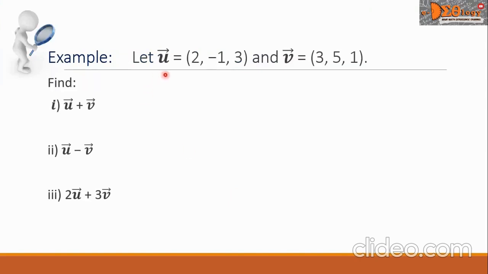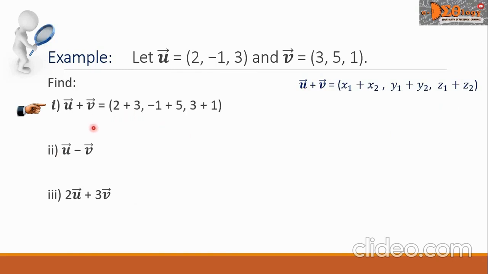Example, let vector u equals 2, negative 1, 3. And vector v equals 3, 5, 1. Let us find or evaluate these three problems here. Let's begin with the first one, vector u plus vector v. We have our formula on this side. Then let us evaluate the sum. So we have here 2 plus 3, comma, negative 1 plus 5, comma, 3 plus 1.